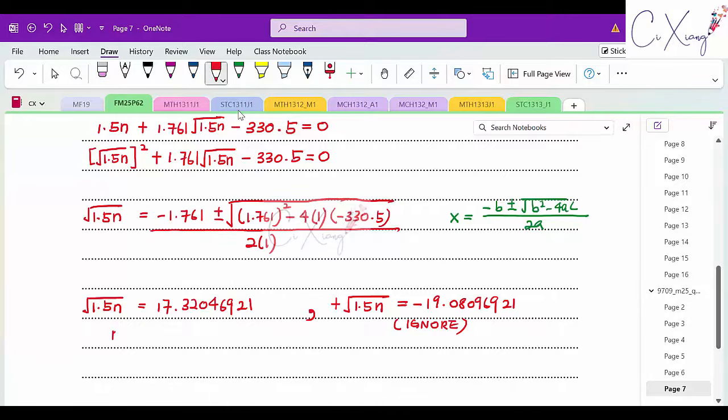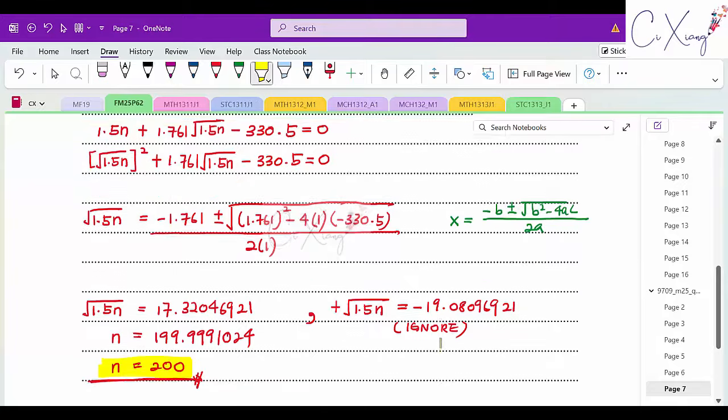I square both sides to get rid of the square root. Then I bring the 1.5 over. By right, the n that you get is a long value, 199.9991024. If I correct it to 3 significant figures, it should actually be 200. So n equals 200 is the final answer for this question.